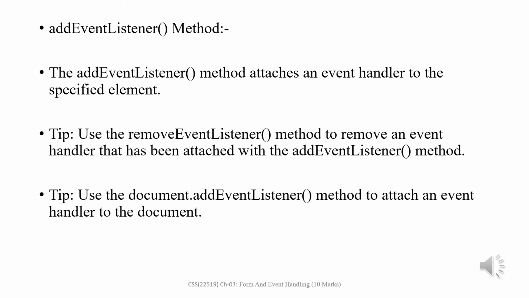Now this is our addEventListener method. The addEventListener method attaches an event handler to the specified element. The removeEventListener method is used to remove an event handler that has been attached with the addEventListener method. Use the document.addEventListener method to attach an event handler to the document. Means this addEventListener method is connected with the removeEventListener method also.